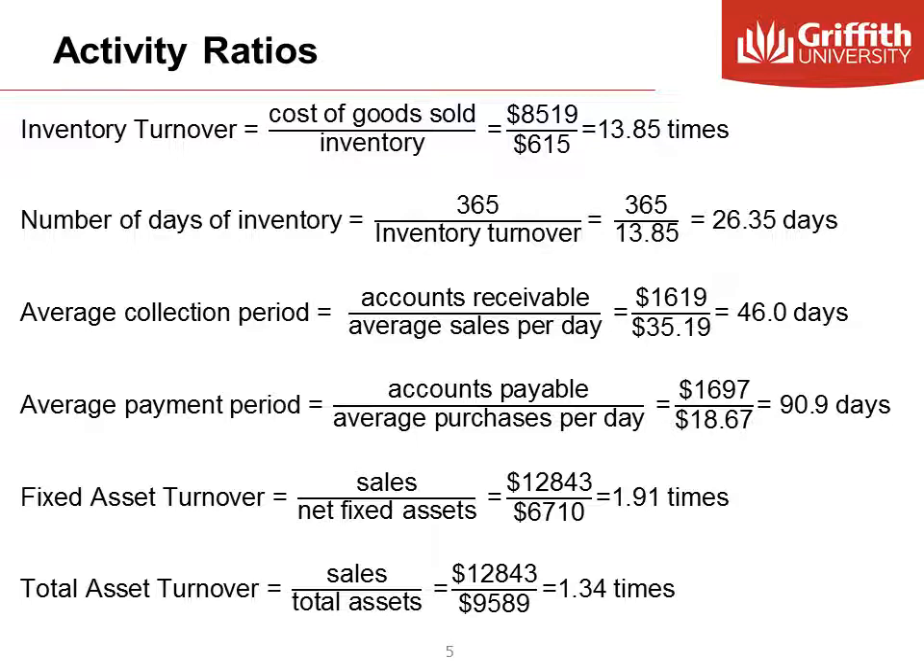Total assets have been turned over 1.34 times per year. Of course, we want these ratios to be high, which means that assets have been managed well. They have been turned over many times to generate sales.